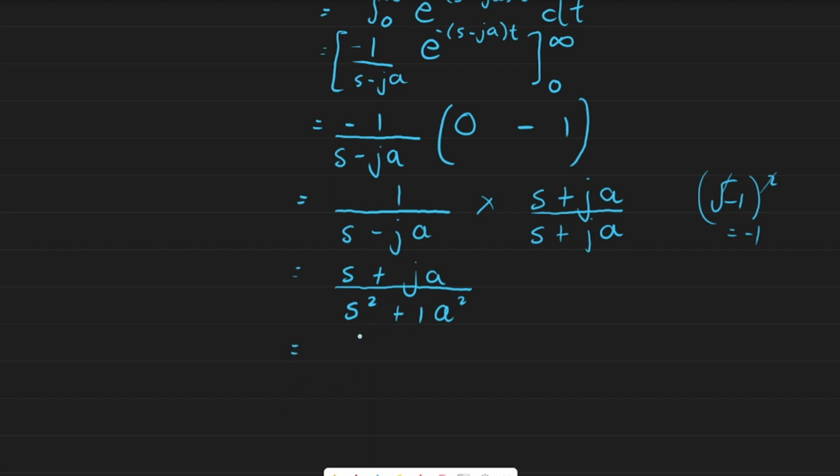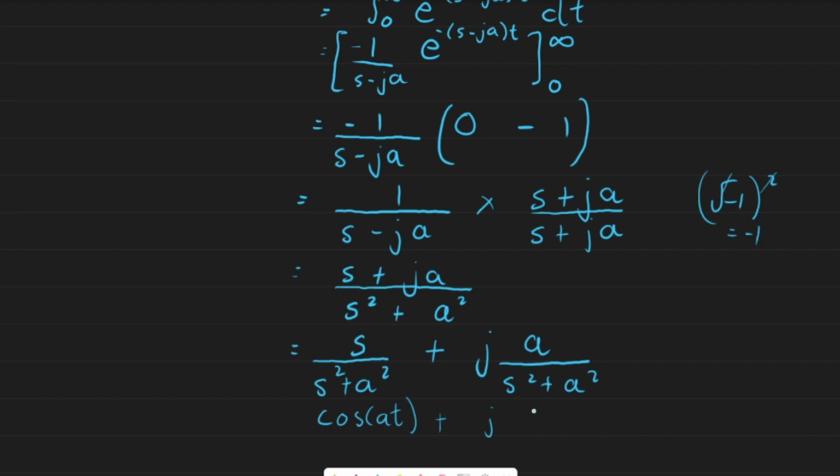So if we split this out now, in terms of the numerator, we separate out using the plus sign. So we have s over s squared plus a squared, and then plus j, I've just written that there, and then a over s squared plus a squared. Look at its form. We have a real part, which corresponds to cos at, and we have an imaginary part, which corresponds to sine at.